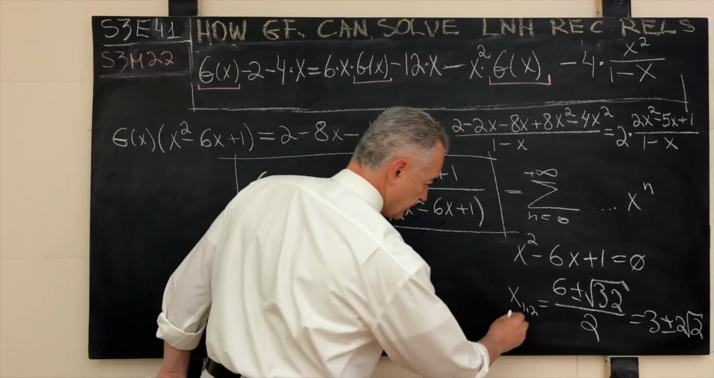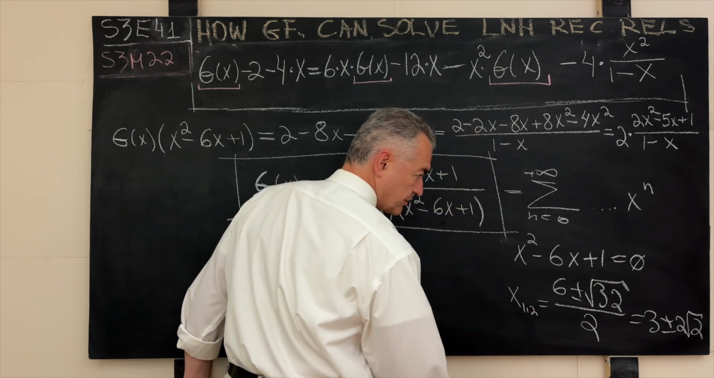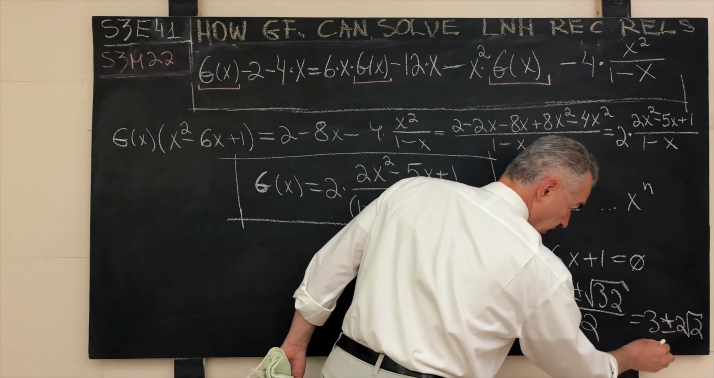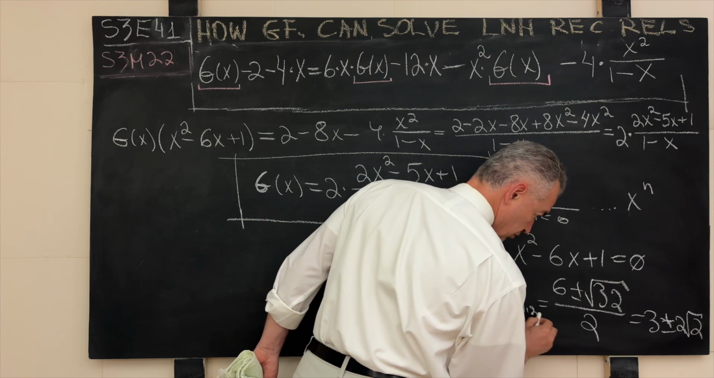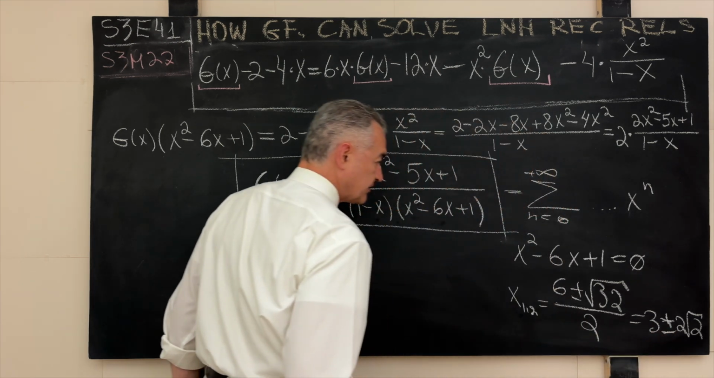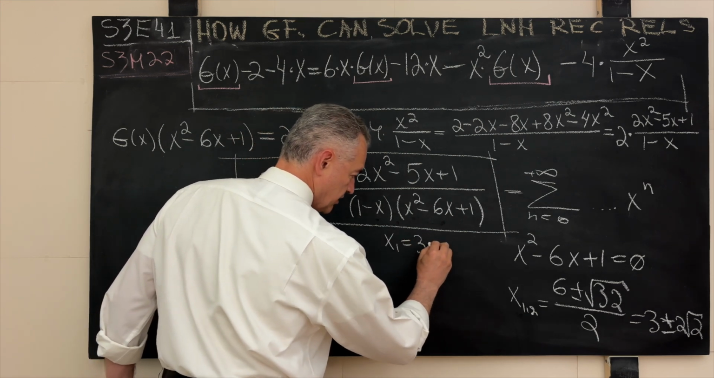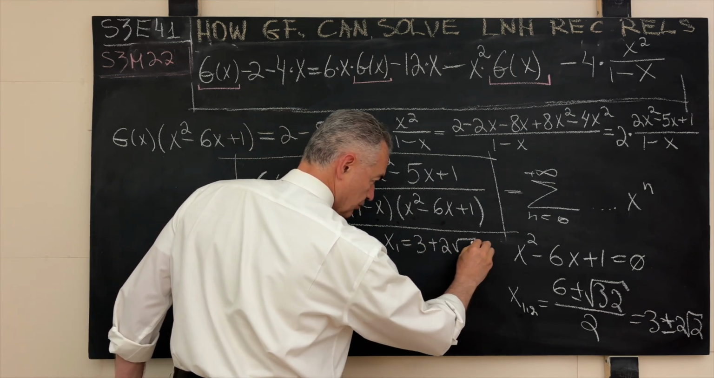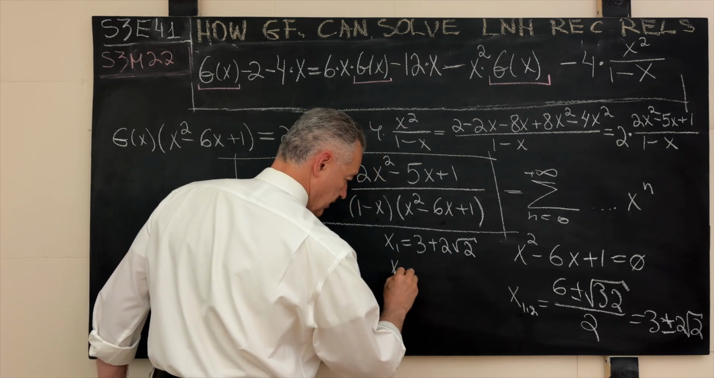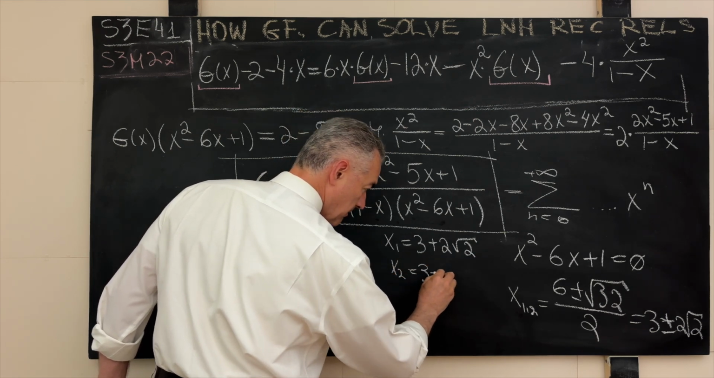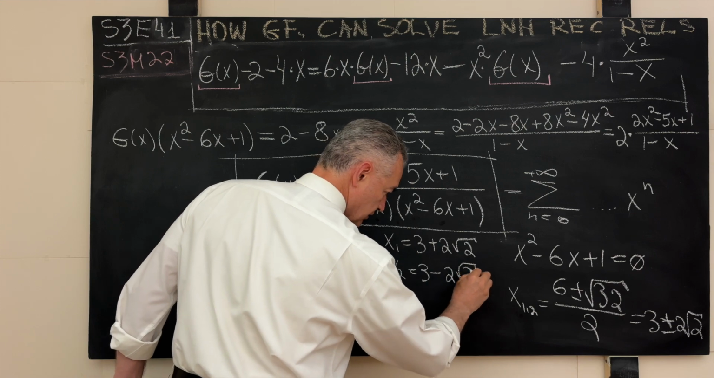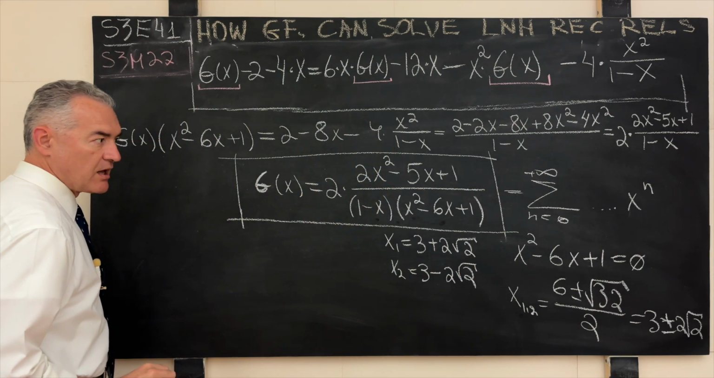Let's make it official. The root x1 will correspond to the plus, and the root x2 will correspond to the minus. So let's write it down over here. x1 will be 3 plus 2 square roots of 2, and x2 will be 3 minus 2 square roots of 2. And what does that mean?